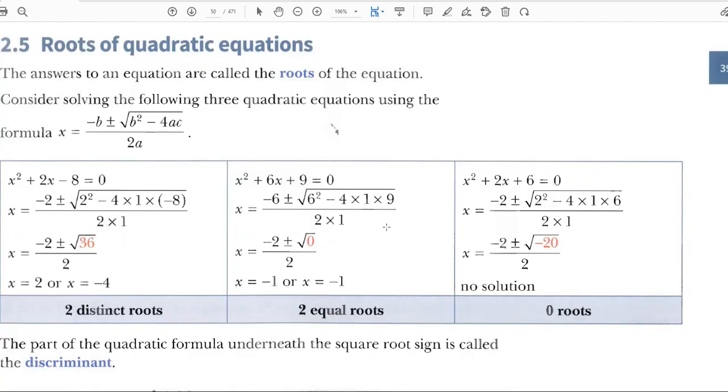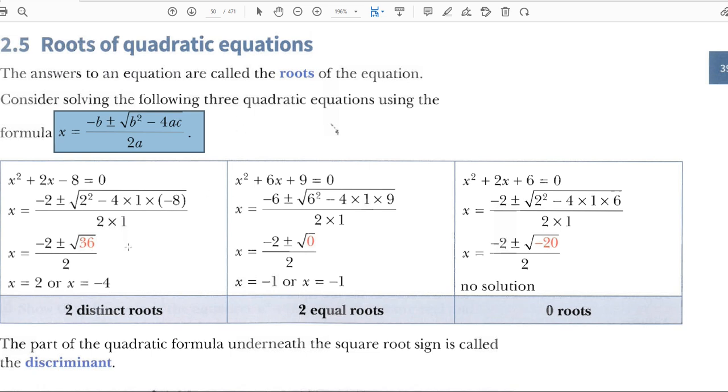Now come to our topic. Our topic of 2.5 is roots of quadratic equations. Roots of a quadratic equation can be found by using the middle term break method or by using the quadratic formula. What is the quadratic formula? You are very familiar with this formula and you can see on the screen: x equals minus b plus minus square root of b² minus 4ac, whole upon 2a.